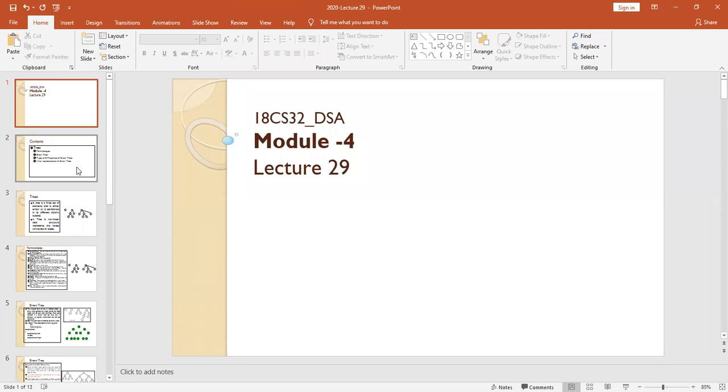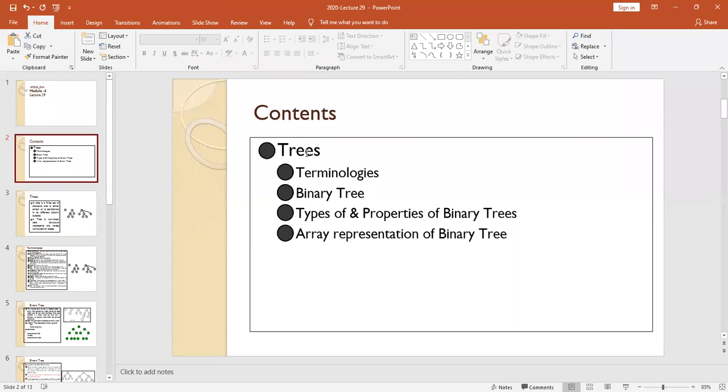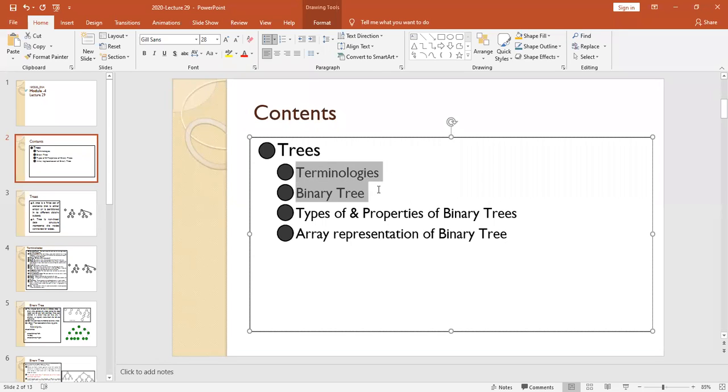In today's class, first we will go with the introduction to trees. First this is the tree concept, under that we go with the terminologies. Next we go with the binary tree, then types and properties of binary tree, and finally array representation of binary tree. So there are four concepts we will be discussing in detail: tree terminologies, binary tree, properties, and its array representation, how we represent a binary tree.